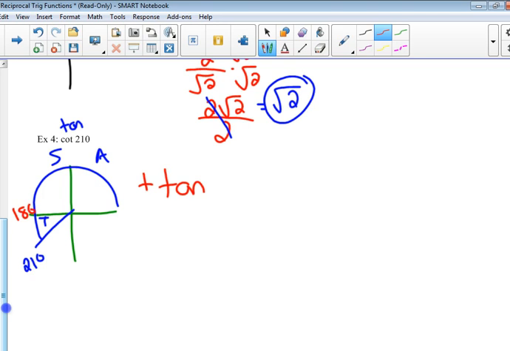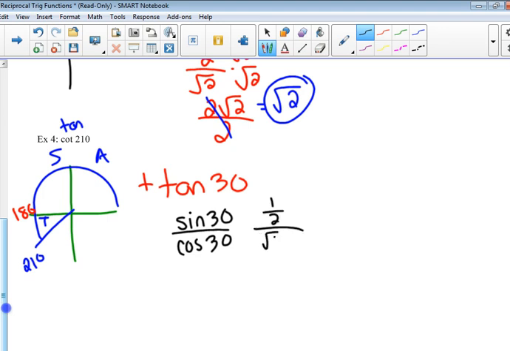Well, here's our 180, here's 210. 30. 30, good. Now, we have some options here. We could figure out the tangent and flip it, which is one way. Let's do it that way so you guys can see the difference. If I want to figure out the tangent of 30, we have to do sine of 30 over the cosine of 30.